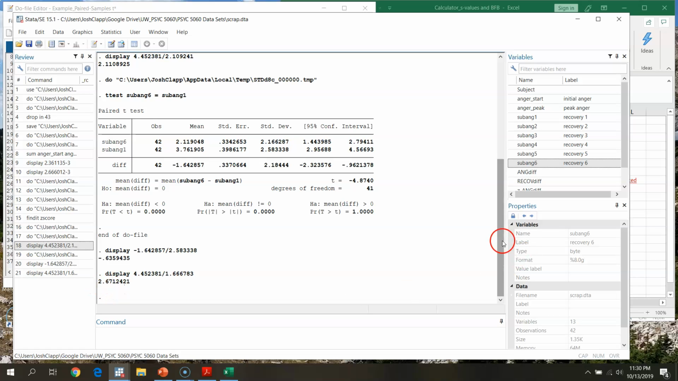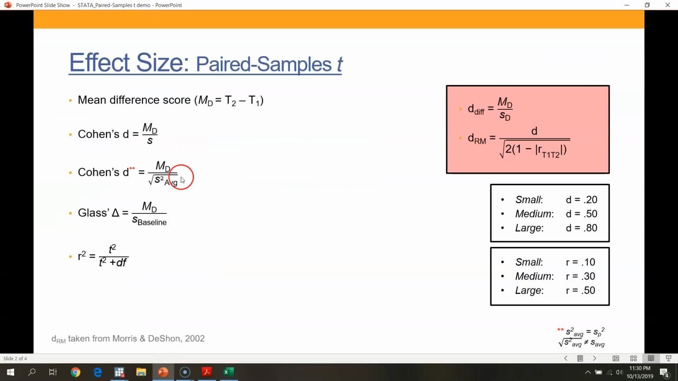So it's actually bigger than what we had expected. Okay. Now Glass's delta, we did calculate this one correctly, for anger recovery, is about 0.64. That's still a decent sized effect, within that medium range. The other thing that we could do is calculate the standard Cohen's d using the square root of the average of the variances as a standardizer.